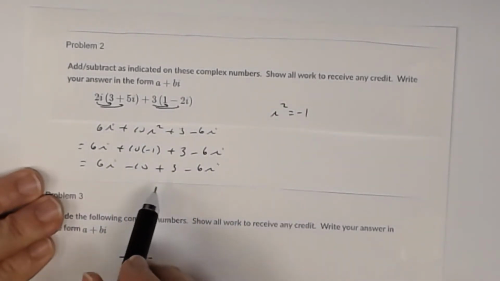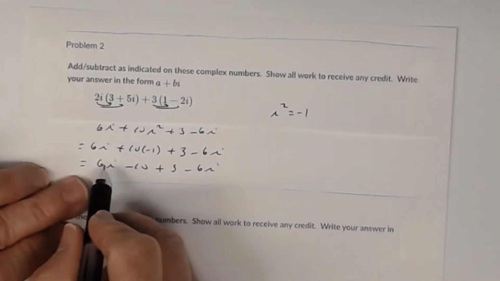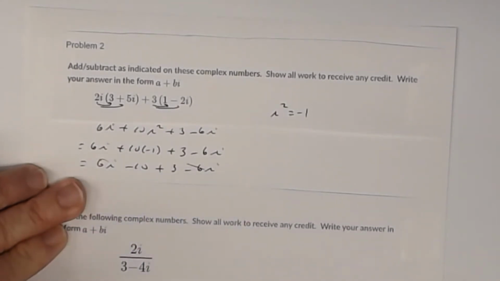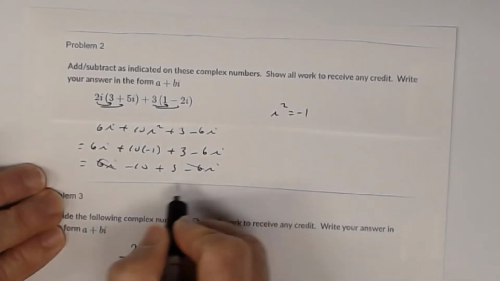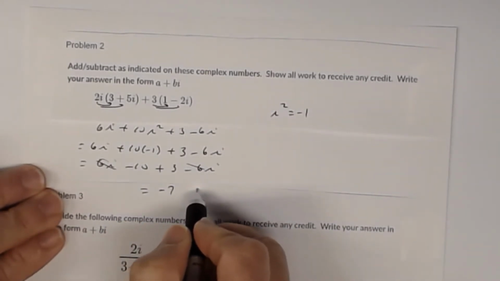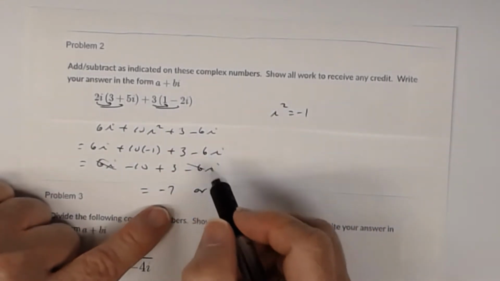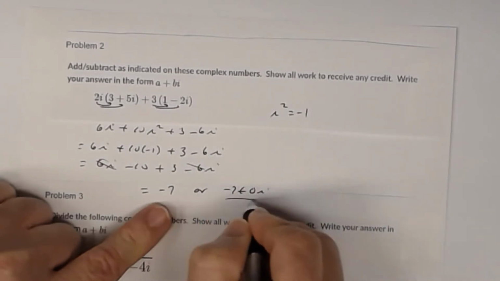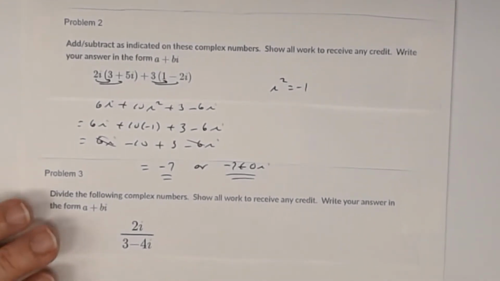And then combining like terms, notice the 6i's cancel out, right? 6i minus 6i is 0. So I'm left with negative 10 plus 3, which is negative 7. Now, you could have left it like this, or you could have said in the form a plus bi. Some students will say negative 7 plus 0i. Okay? So either one's fine, though. All right, so that was number 2.